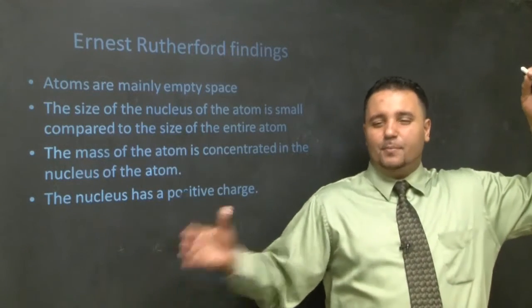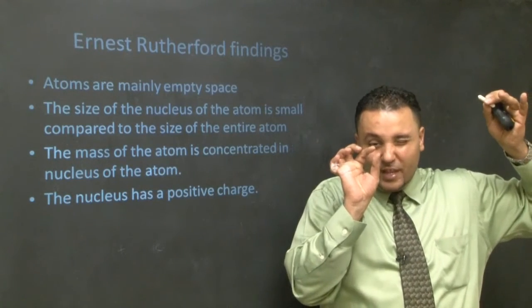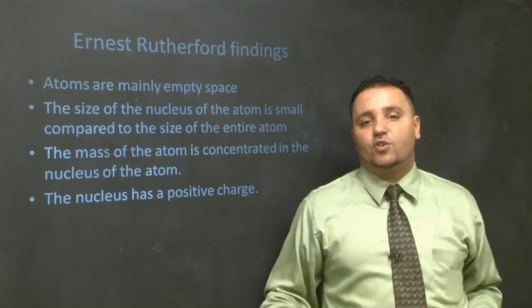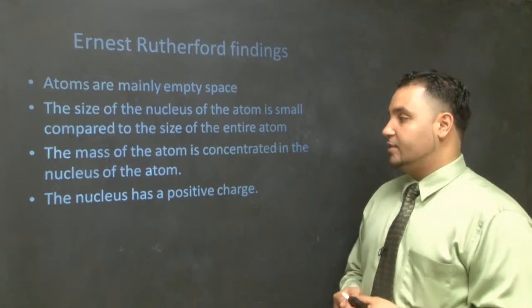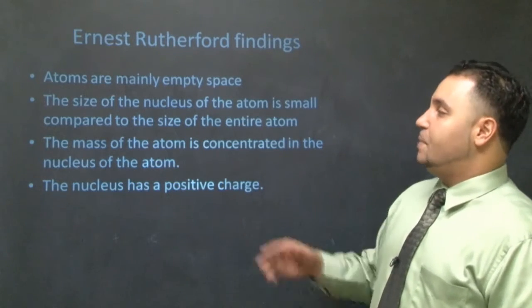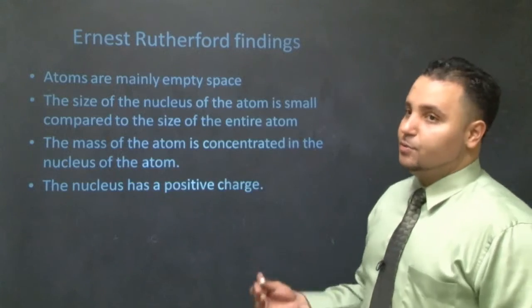The atom is like so big, but then the nucleus is like this big. And that's really where all the mass is. The outside is all empty space and electrons moving through it. So these are great findings. Another thing is that the nucleus has a positive charge and that most of the mass is condensed to the middle. So this is really big.